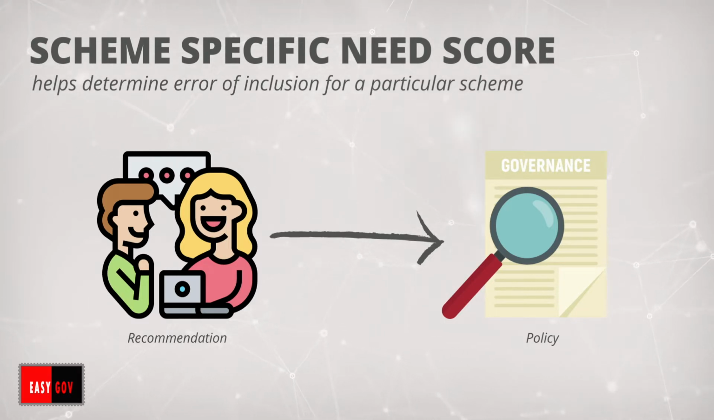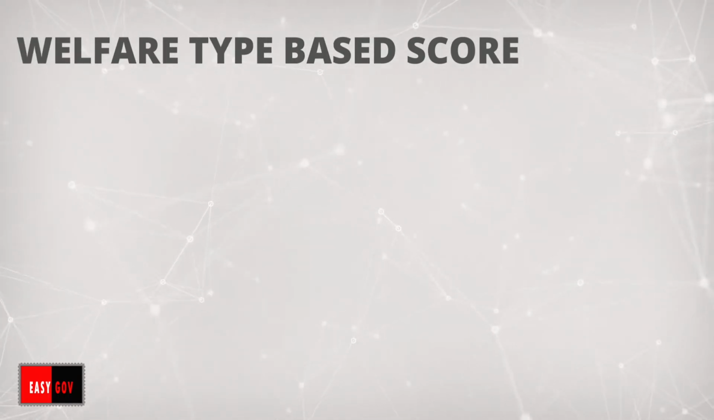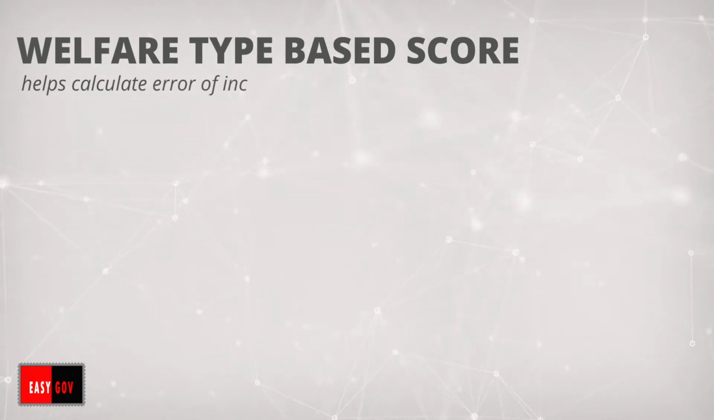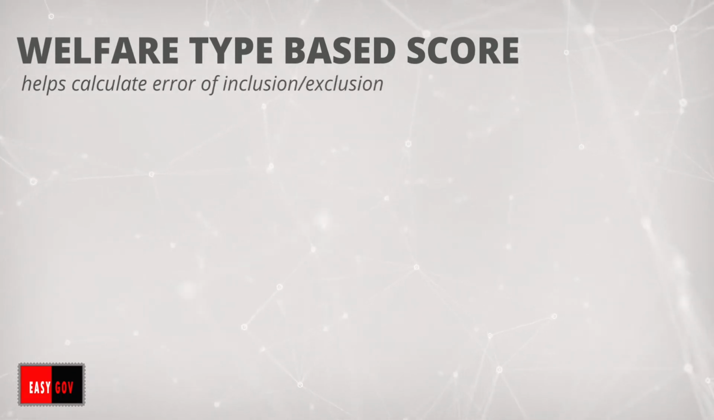If the beneficiary is receiving benefits from multiple schemes, then instead of looking at scheme-specific need scores for specific schemes, we'll group the schemes into welfare types and instead assess the welfare type-based score and the amount of benefit received from a welfare type. Welfare type-based score is the score that gives us the error of inclusion and exclusion for a particular welfare type for the user.